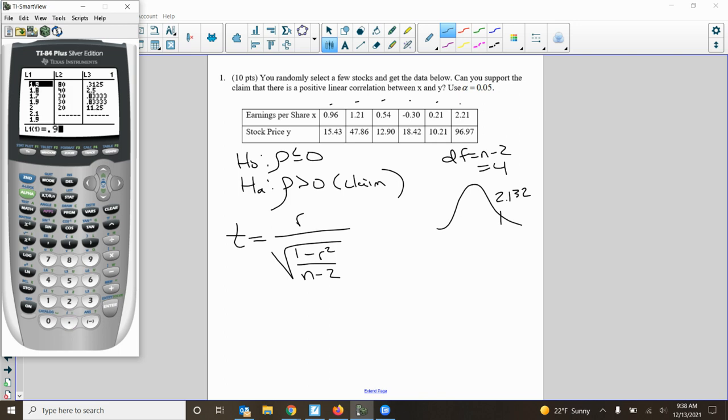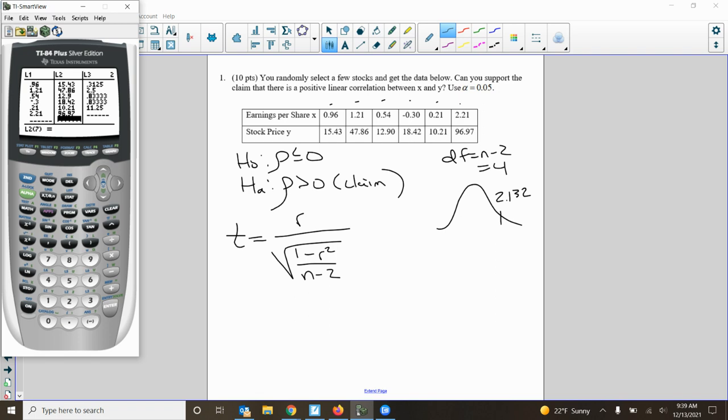Earnings per share: 0.96, 1.21, 0.54, negative 0.3. Ooh, they're losing money. 0.21, 2.21. And then the Y's are 15.43, 47.86, 12.9, 18.42, 10.21, and 96.97.